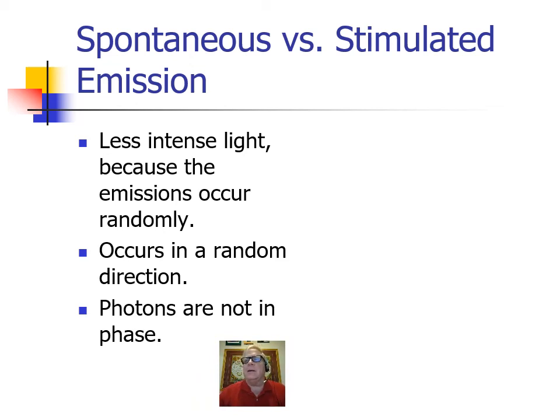In phase, it's easiest to think of if we go back to our wave model for light. When two waves were in phase, their peaks overlapped peaks and troughs overlapped troughs.